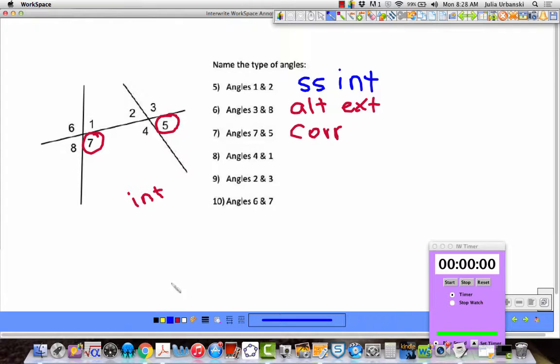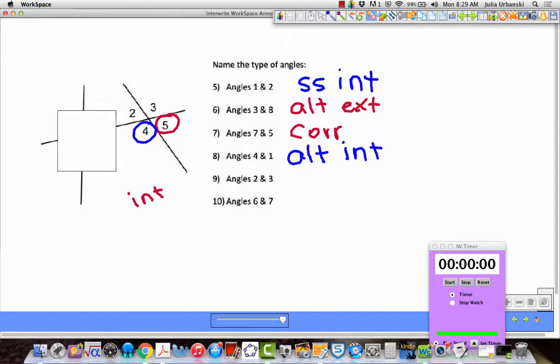4 and 1. Here's 4. Here's 1. Good. They're alternate because one's on the bottom and one's on the top, but they're both within the space of the line. So that one's alternate interior angles. They're inside the lines, the blue ones, and they are on opposite sides.